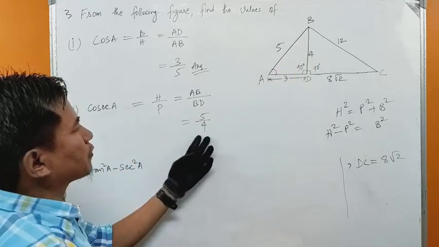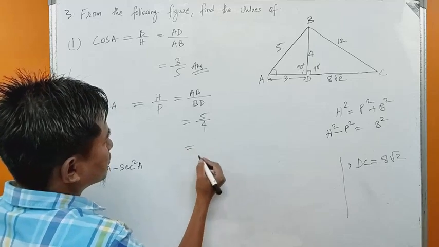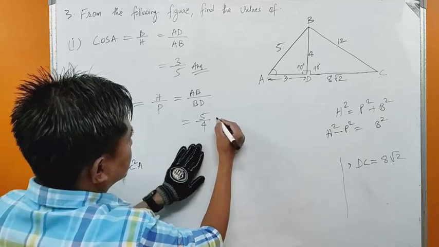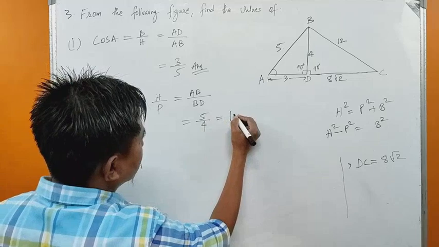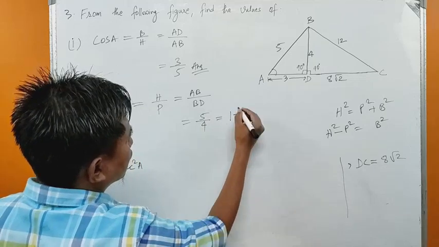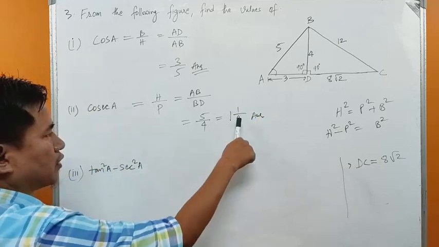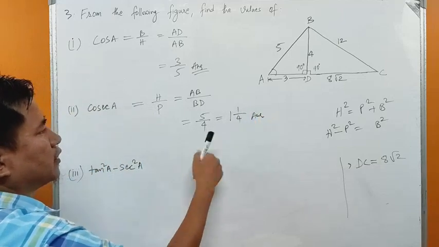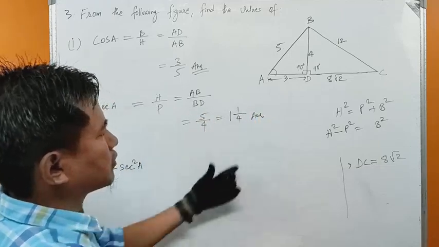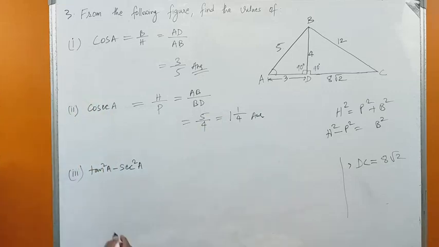So this is an improper fraction, so let us convert this into a mixed fraction. 4 ones are 4, plus 1 is 5, isn't it? So this is the answer for question number 2. If the number is an improper fraction, we must convert it into a mixed fraction.